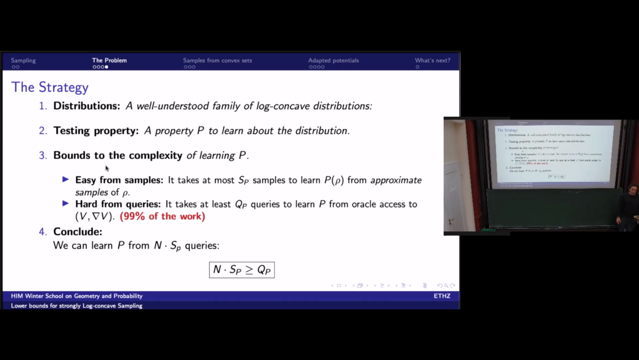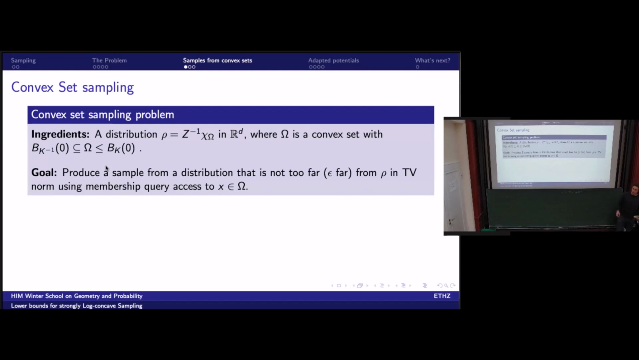In order to do that, I'm going to do a massive simplification. I am going to stop talking about log-concave sampling, and I'm going to move to convex set sampling. The problem is the same, except now I'm sampling from uniform distributions on convex sets. And the only thing that I can ask you about a convex set is whether a point is inside or not. So you're going to get a function, which is the indicator of the convex set, and you can query it however many times you want. When you query it, you get an answer of whether the point is inside or not.